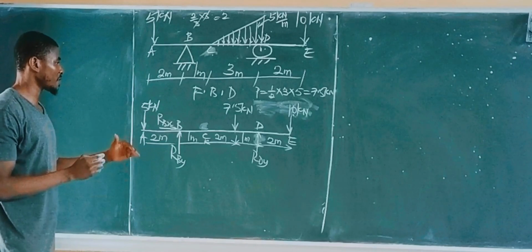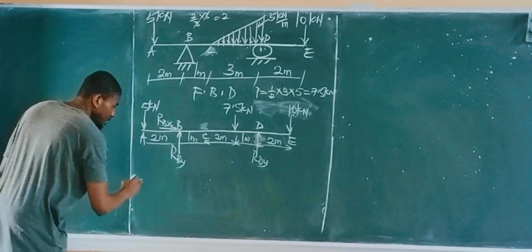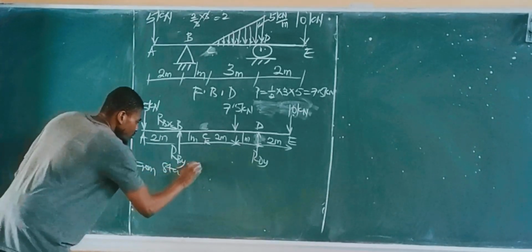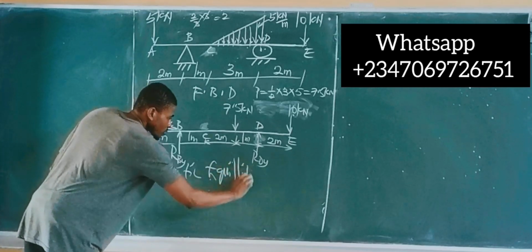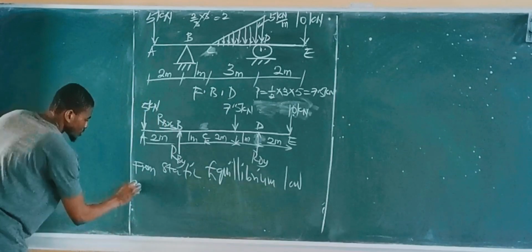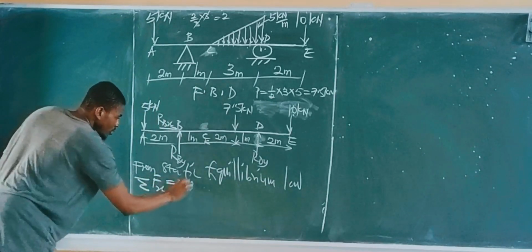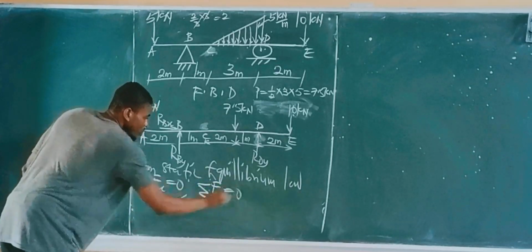After the free body diagram, the next thing to do is to employ the equilibrium equations. From the static equilibrium law, you have that the summation of F_x is equal to 0. Also, the summation of F_y is equal to 0.